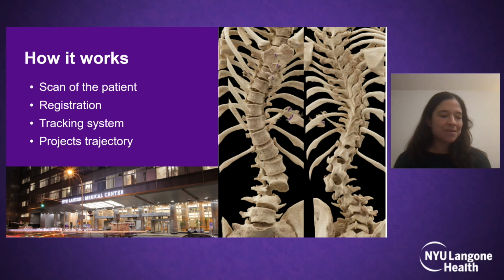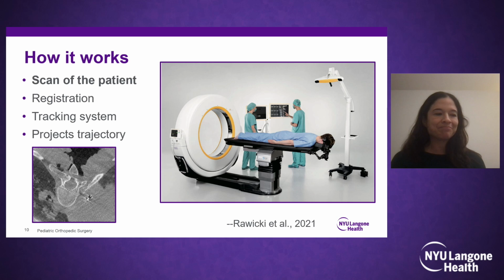Okay, so how does navigation work? How does it make scoliosis surgery safer? The first step is you take a scan of the patient that represents their individual anatomy. Then the navigation system is registered and the instrumentation can be tracked over the landscape of that surgical field that was initially scanned. And finally, it will project the trajectory in a realistic three-dimensional model for you that you can use while you're instrumenting the spine.